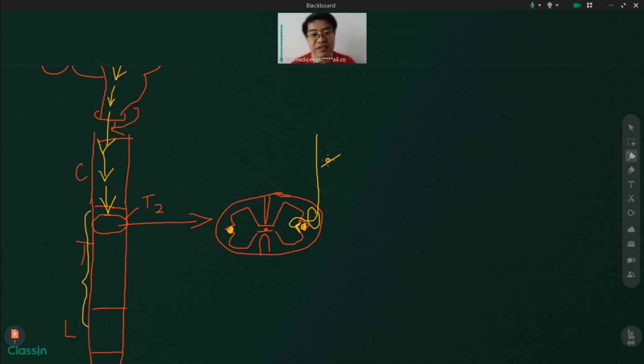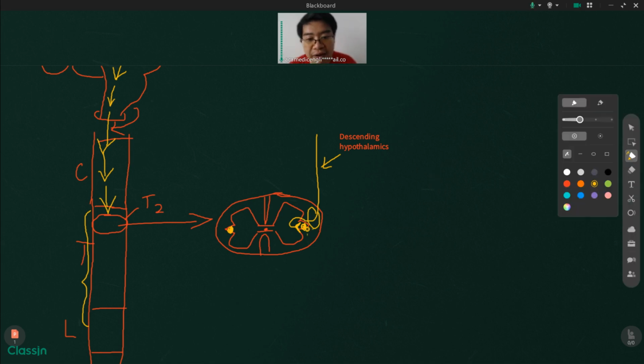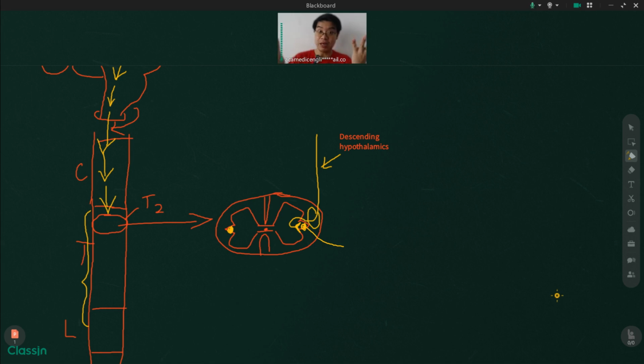So that is the reason how the hypothalamus can control the outflow of the sympathetic nervous system through this. We call it the hypothalamo-sympathetic system, or the descending hypothalamics, okay? This is sympathetic nervous system related. And then after that, what do you have? You will have the preganglionic neurons, right? The preganglionic neurons and the postganglionic neurons are called the outflow of the sympathetic nervous system, okay?